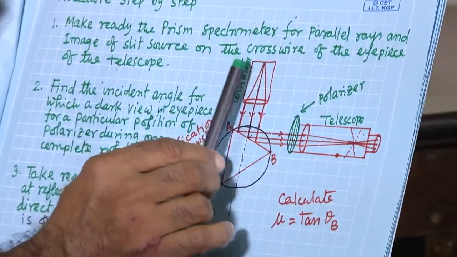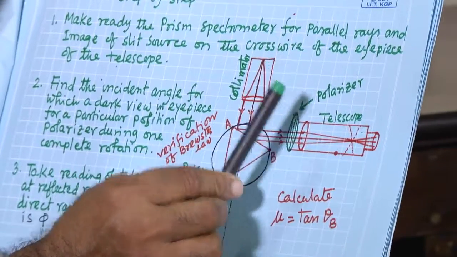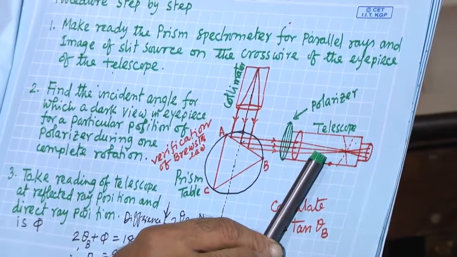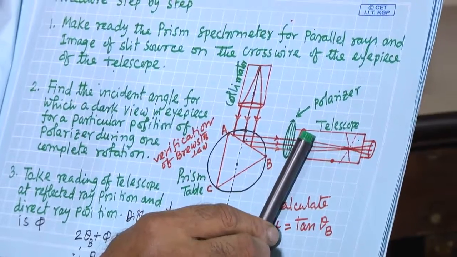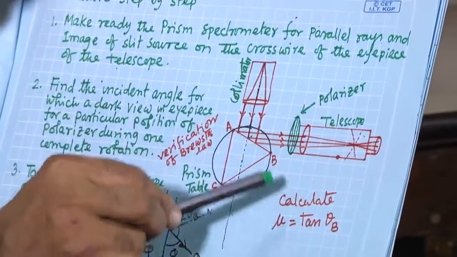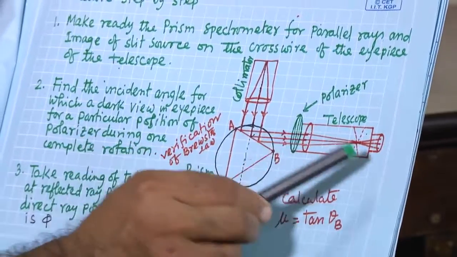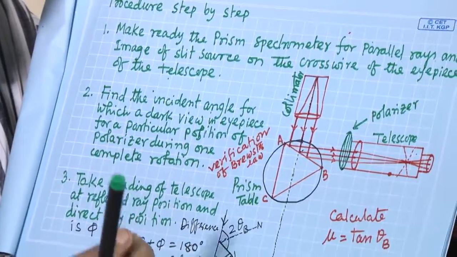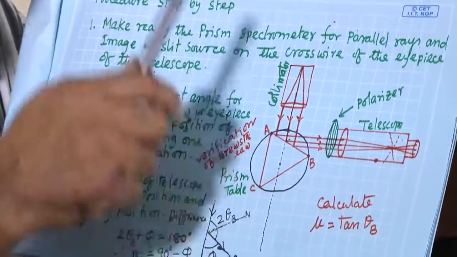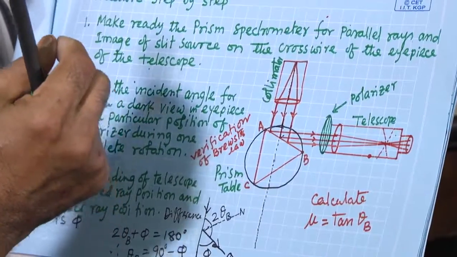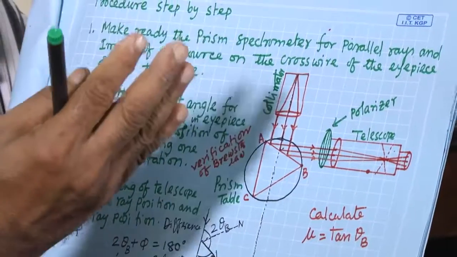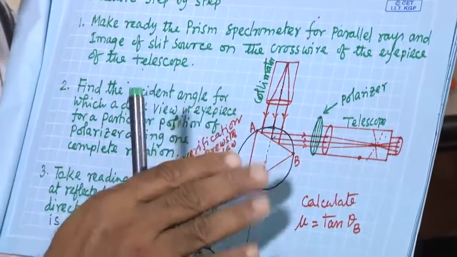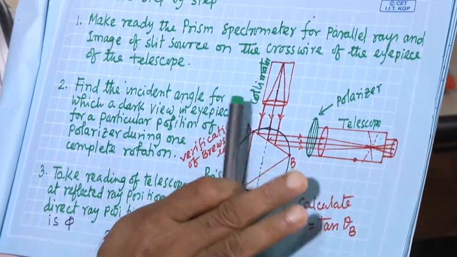So we have to change the incident angle, and for each incident angle we have to catch the reflected rays in the telescope, and for each reflected ray we have to do one complete rotation of the polarizer, and see whether, during the rotation, at a particular position we are getting a completely dark field of view. When we get a completely dark field of view, that means this reflected light is completely polarized.